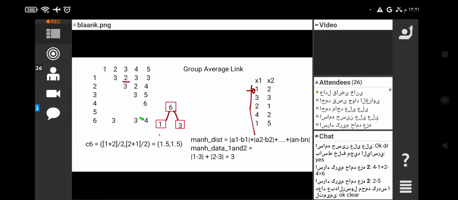You see that these are the distances. We didn't find the distance of cluster 6 with cluster 1 or 3 because they don't exist anymore. Okay, no problem.